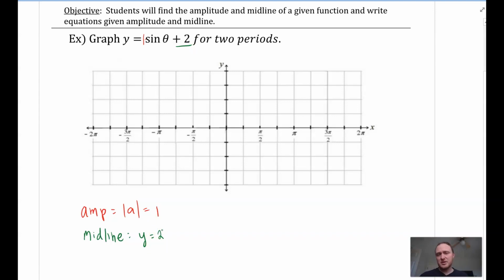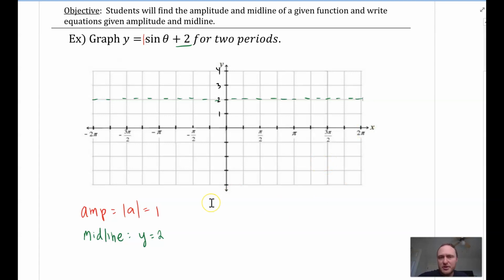Okay, and what that does is going to vertically shift our graph up. So what I'm going to do is I'm going to kind of scale this. So 1, 2, 3, 4. And we are going to have a midline at 2. So I'm going to put a dashed line here at 2. And I recommend making it dashed. Don't make it a solid line. This is just kind of like an imaginary reference line.